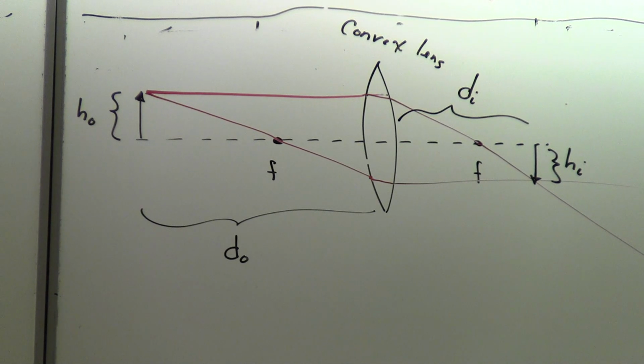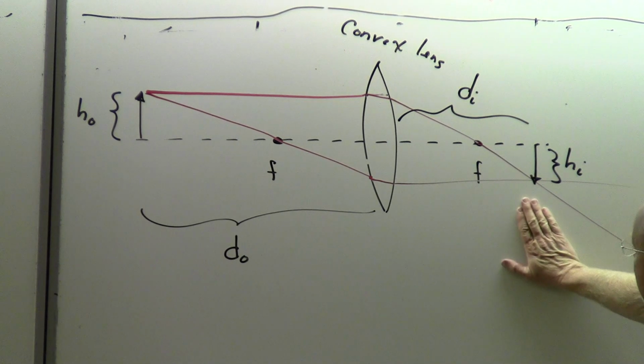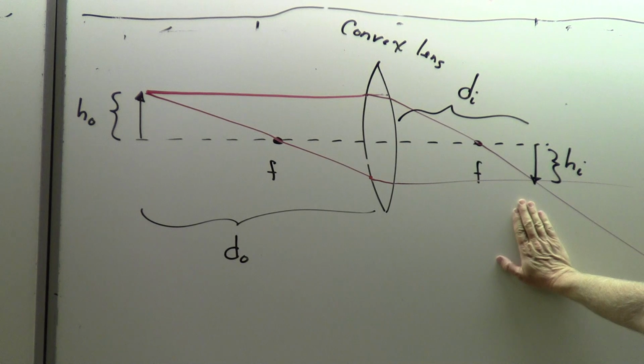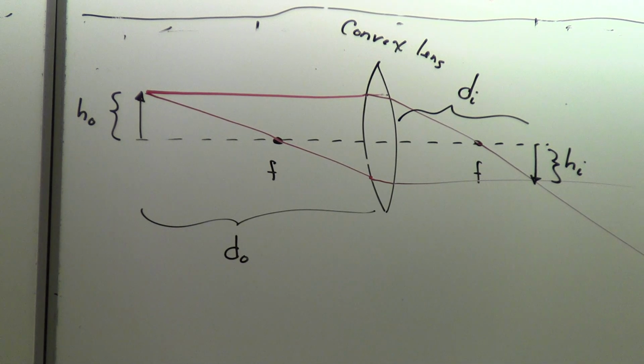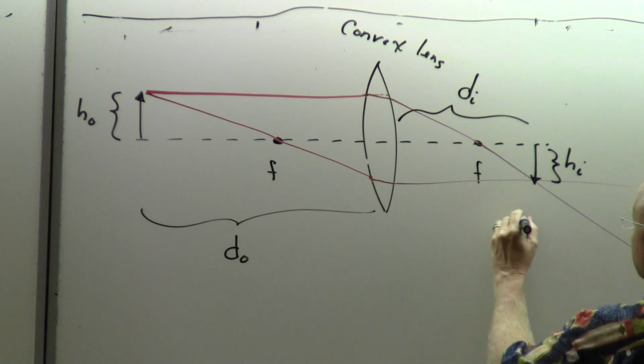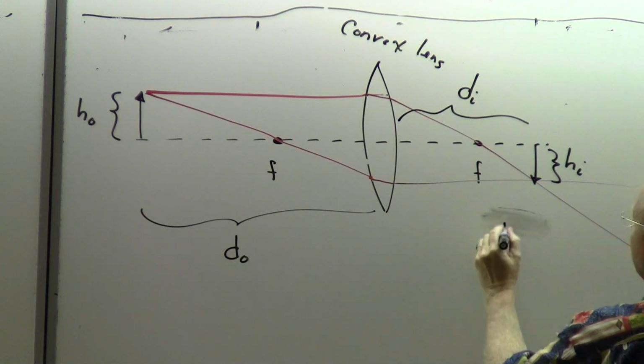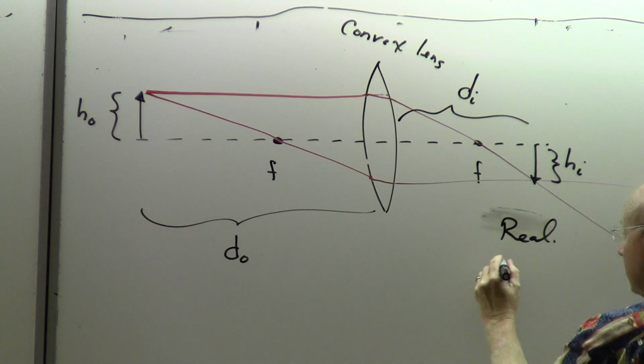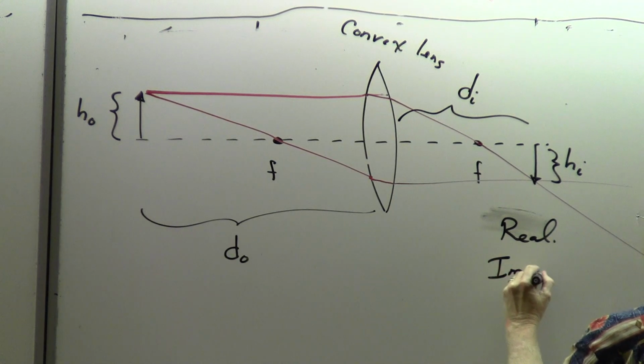And so I'm using the same terminology. In fact, going through this a second time, I hope it helps you if you didn't quite get it the first time when I did it with the mirrors. Now I'm doing it with the lens. And notice what I have here. Notice that I have an image that is upside down, it is smaller, and notice the light really hits here. So I would call this a real image.